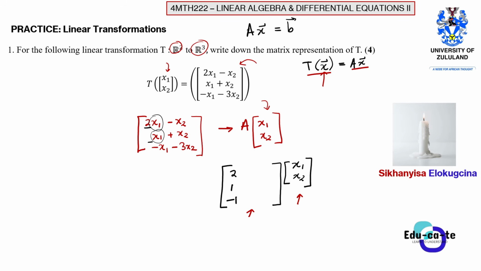So basically it simply means that this column here belongs to x1. I'm actually going to multiply it with x1. You will see when we do matrix multiplication that it will still give you the same thing. So this column here consists of the coefficients that are multiplied to the variable x1 of the vector x. So that's just what you're going to do for this one.